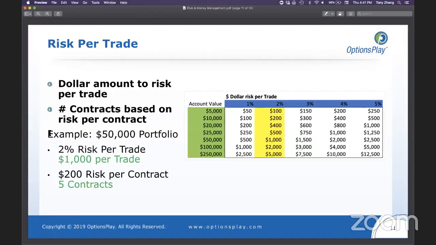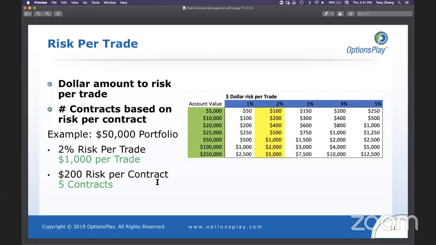So the example here is that if you have a $50,000 portfolio and you're willing to risk 2% per trade, that means you can risk $1,000 per trade. So if you're trading something that has a max risk of $200 per contract, that means you can trade 5 contracts of that trade.